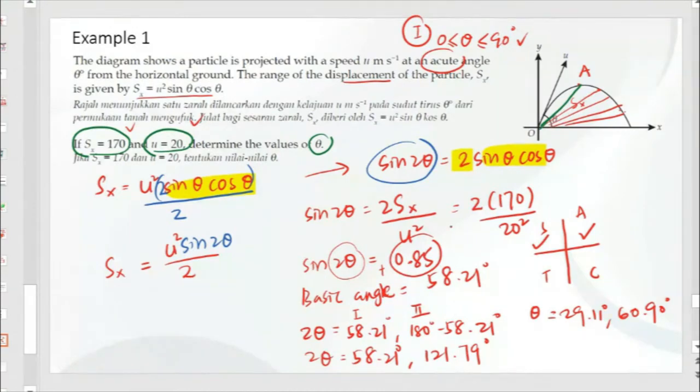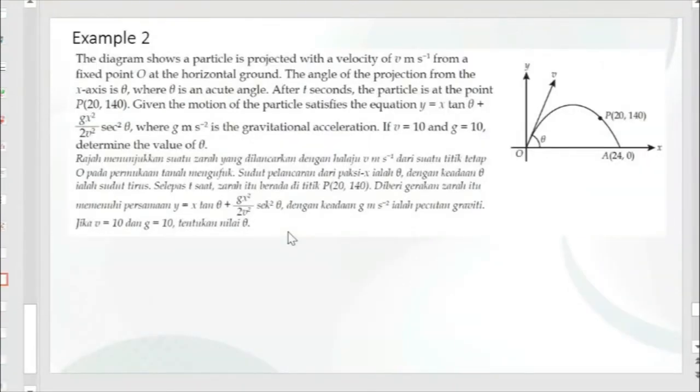Okay, then we try another similar question, example 2 now. Also the projection of particles. But now it gives you the velocity. Actually it's the same as the speed just now, but now involving the direction.